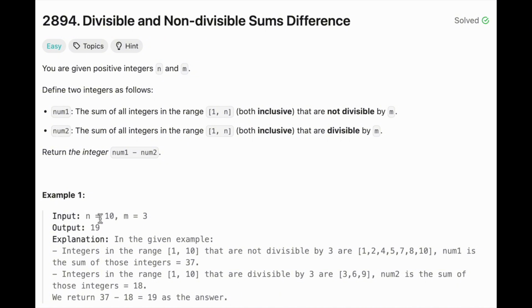So if we look at this example where n is 10 and m is 3, we see all the numbers not divisible by 3 from 1 to 10 are these, and if we sum them up, it's 37. All the divisible ones by 3 are the multiples of 3, so 3, 6, and 9. And if we sum them up, it will be 18. So we do 37 minus 18, which is 19, and that would be the answer. So we return 19. So now that we have seen some examples, let's get to how we can solve this problem.